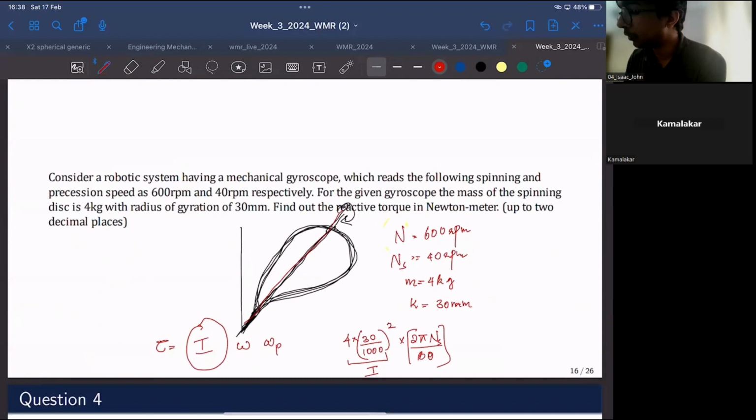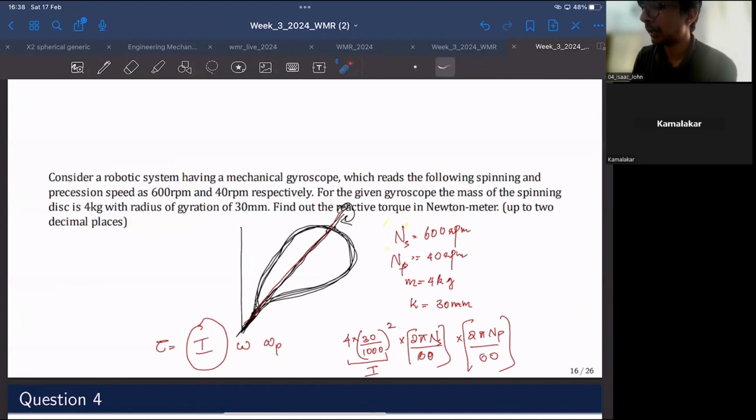So you have to convert it into angular velocities using 2 pi N by 60. And you also have one more, 2 pi NP by 60, for the precessional speed. This is NS, this is NP. Once you substitute that, you will get the right answer. And I don't think any options are given. So this is a numerical question, and you have to enter the answer as a fill in the blanks. You are also asked to evaluate this answer up to 2 decimal places.